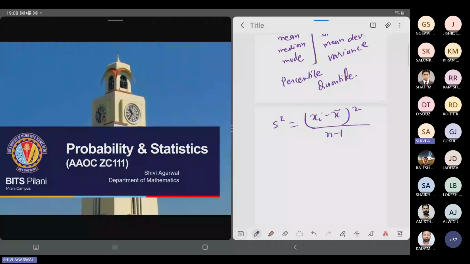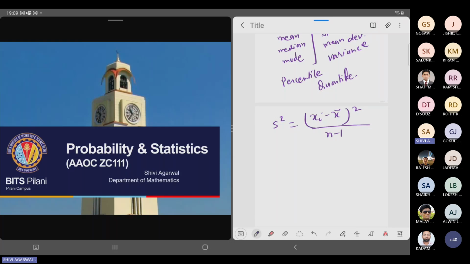Now we can say xi minus x bar whole square upon n minus 1, and we are taking the square root of it. So that will give you the standard deviation. Okay, you just try on your own and then let me know what problem you had in calculating the standard deviation.